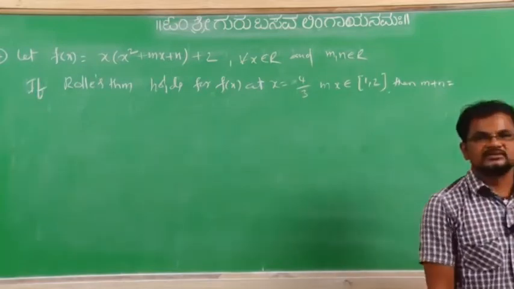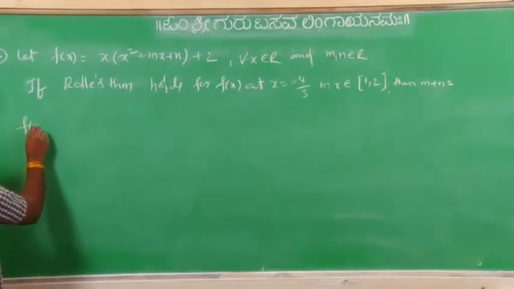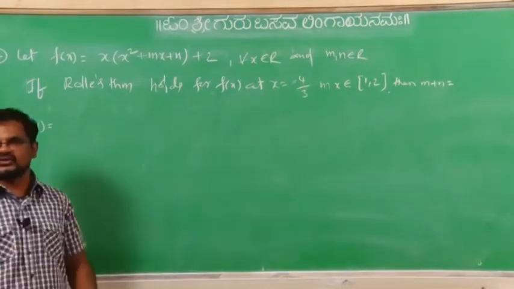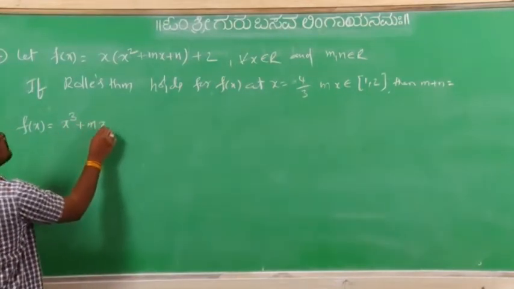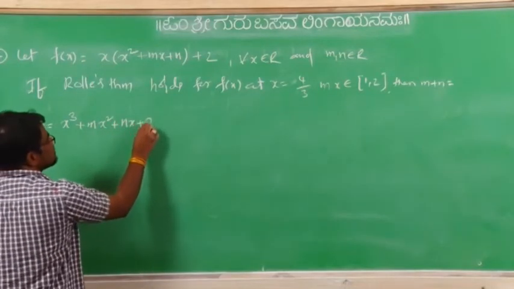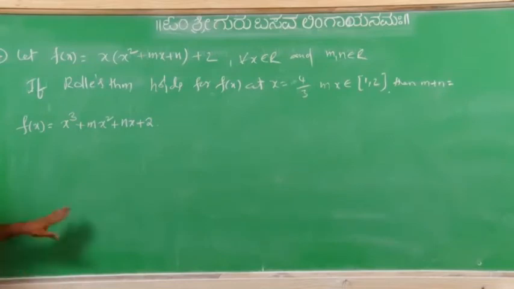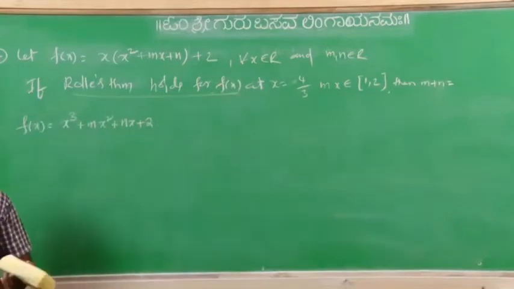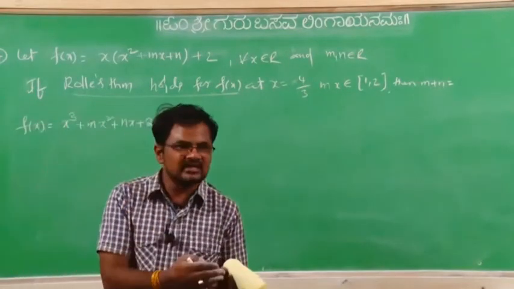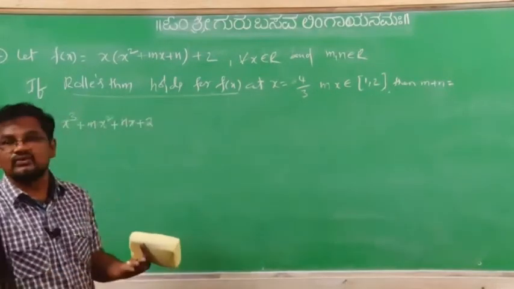Now first take the given function. First, to decode the given problem, what they gave and what we have to find. So x cube plus mx square plus nx plus 2. Once again, x cube plus mx square plus nx plus 2, right? Now Rolle's theorem exists for f of x, which means f is continuous, differentiable, and f of 1 equal to f of 2 also, right?